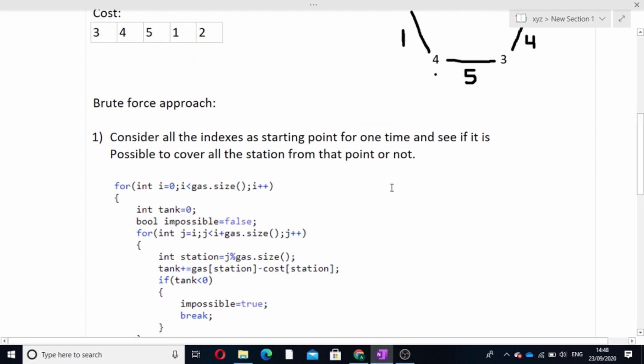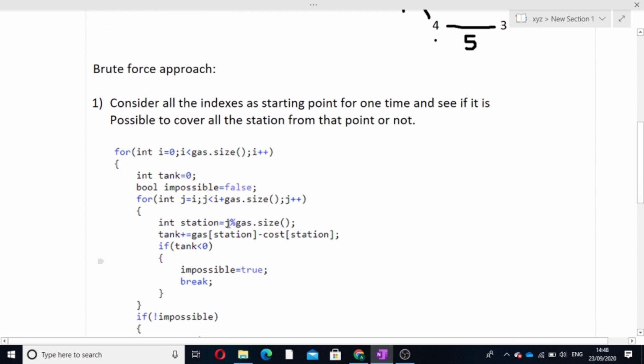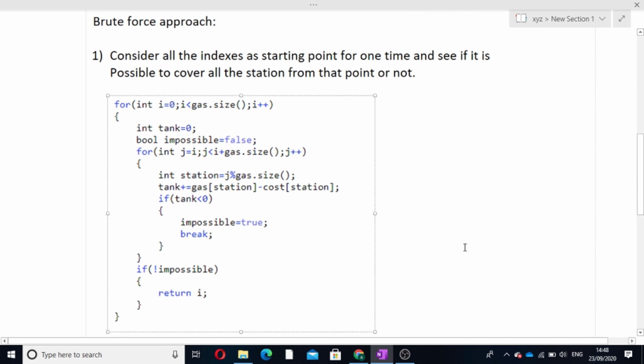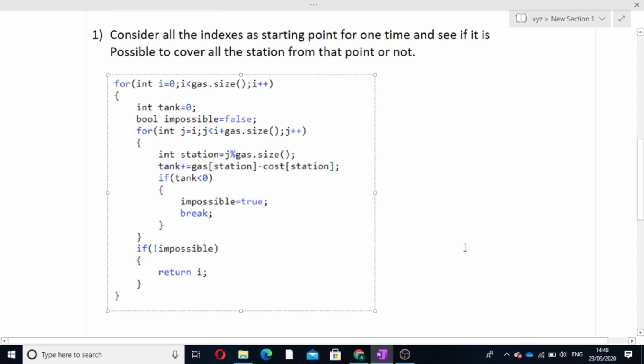In the end, when we have to find the station at which we are standing currently, what we will do is take this j mod gas.size(), and it will return a station. This is for the circular case because all the gas stations are in a circular manner. So we have found the station on which we are standing currently.